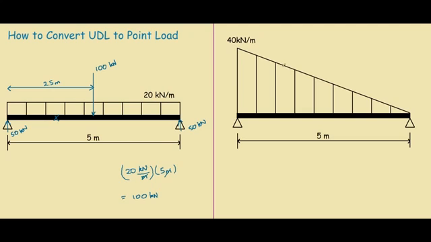Same idea, to find the equivalent point load, you need to convert the area of this triangle into a force. So the area of a triangle is simply half times base, which is 5, times 40. So half of 5 times 40 is 200, divided by 2 is 100.